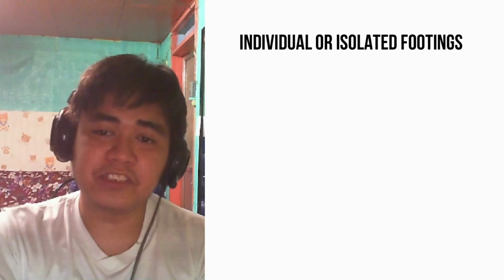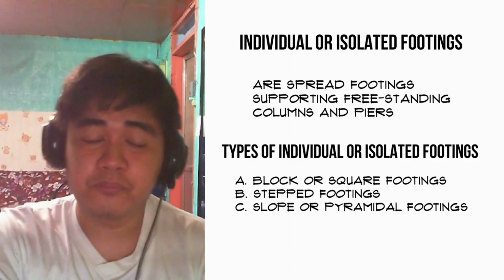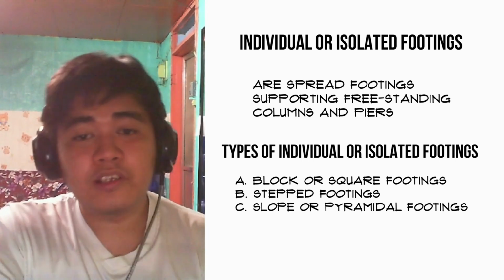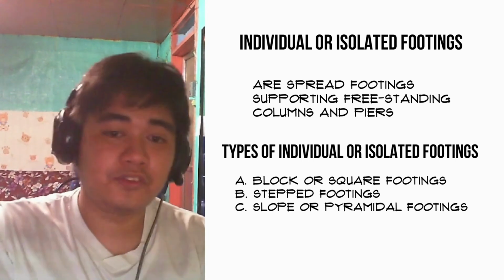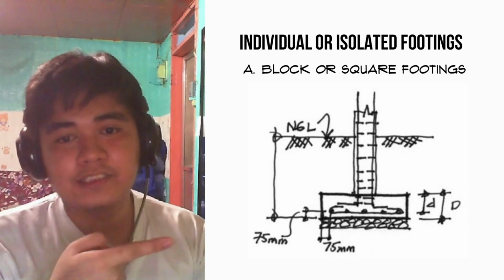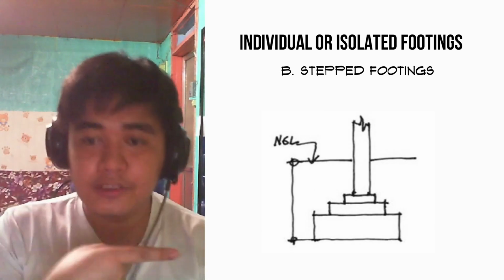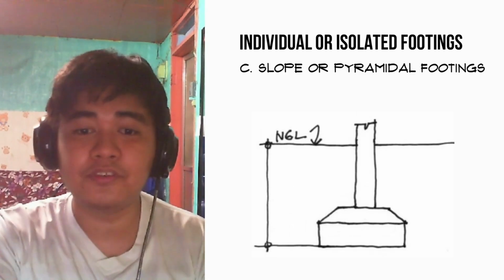Individual or isolated footings are spread footings supporting freestanding columns and piers. There are three illustrations of footings, and these are the block or square footings, step footings, and slope or pyramidal footings.